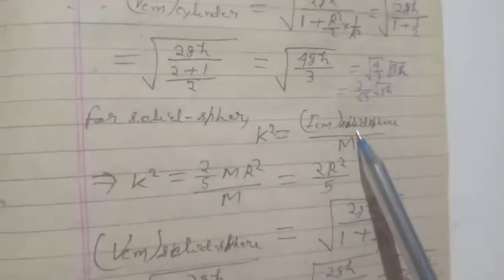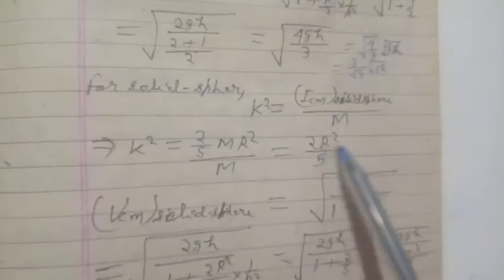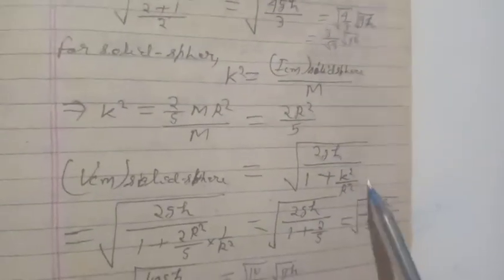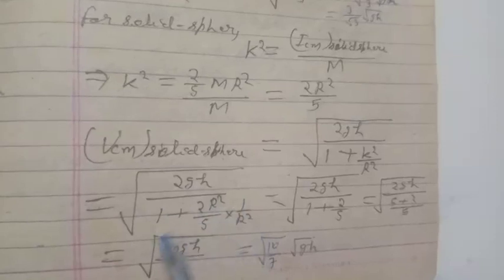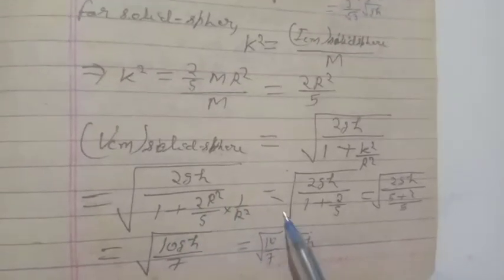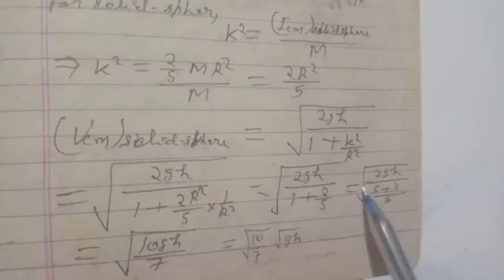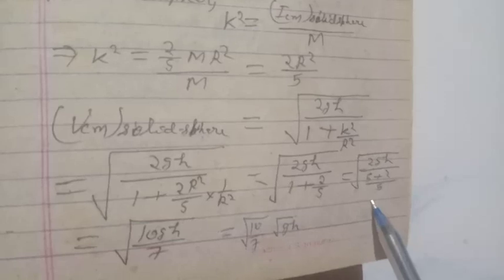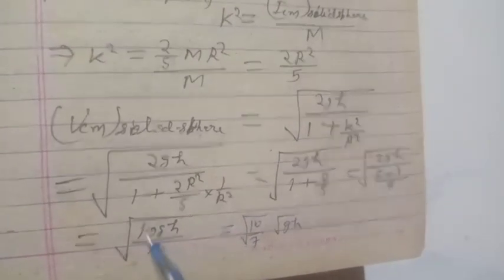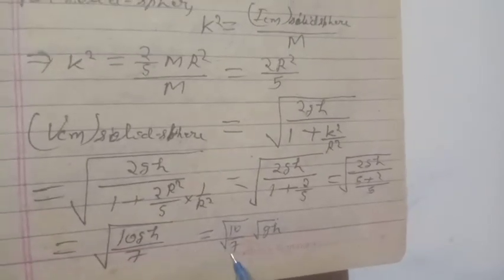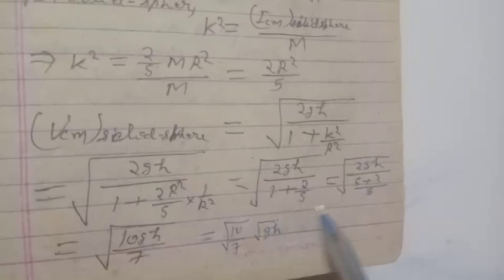Now for the solid sphere, k square equals ICM of sphere divided by m. k square is 2 by 5 mr square by m, which is 2 r square by 5. Hence vcm of solid sphere equals under root 2gh by 1 plus k square by r square, equals under root 2gh by 1 plus 2 r square by 5 into 1 by r square, under root 2gh by 1 plus 2 by 5, under root 2gh by 7 by 5, equals under root 10 gh by 7, or under root 10 by 7 into root gh.